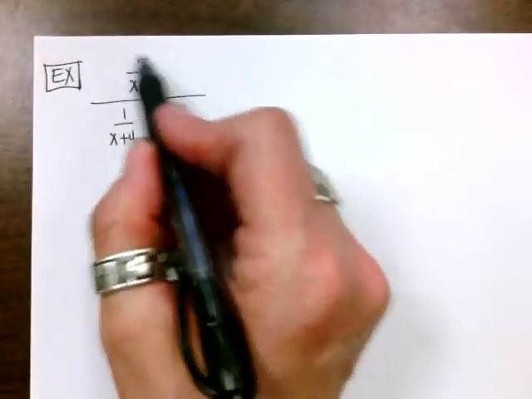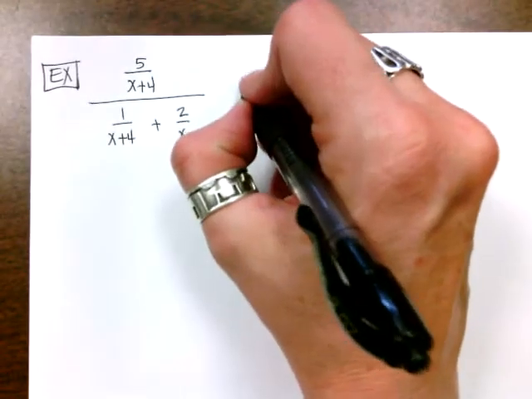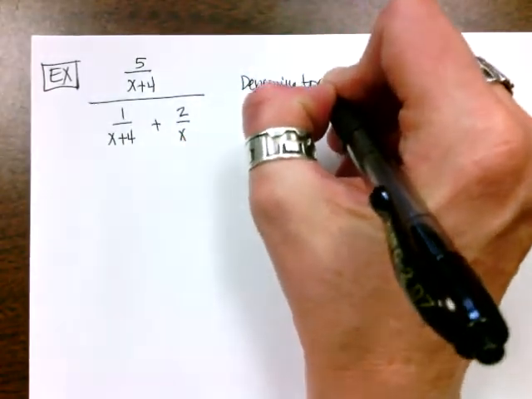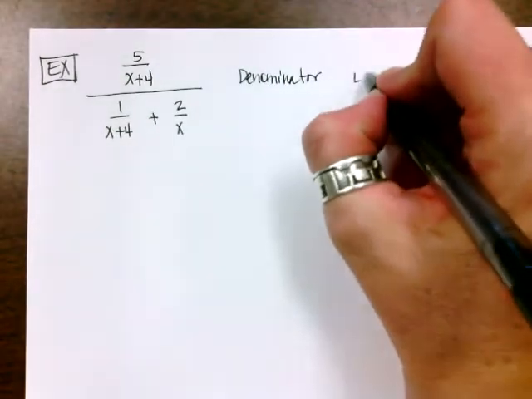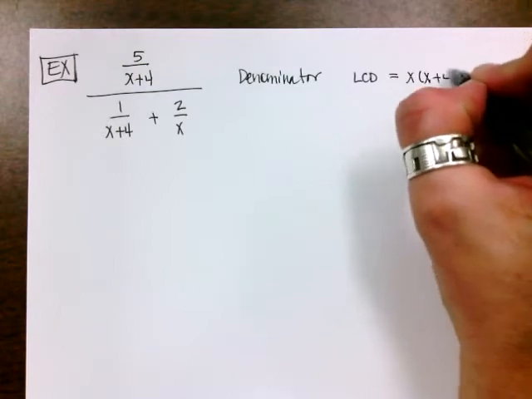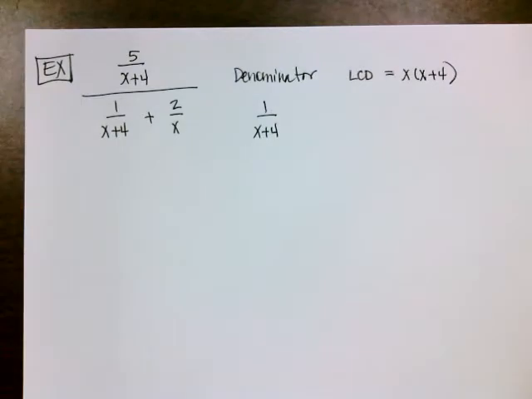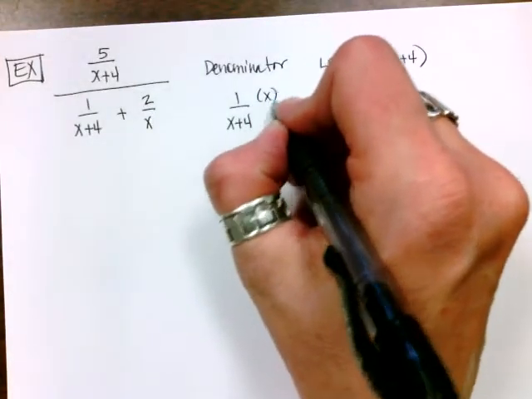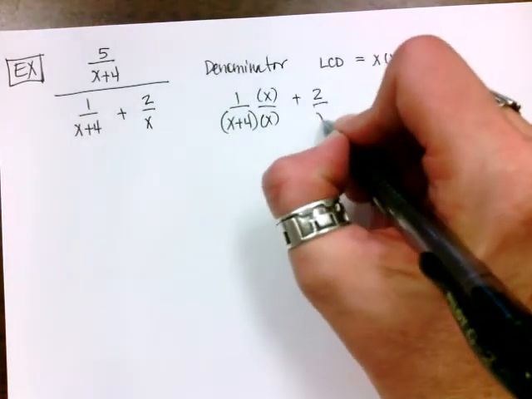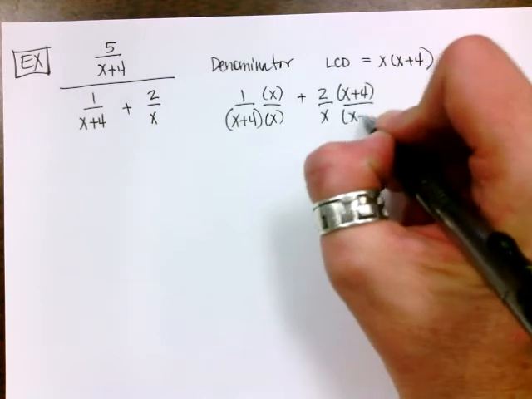The numerator is done. There's nothing else I can do to manage it, so all I'm going to focus on right now is the denominator. Okay? So if I look at the denominator, its LCD is going to be x and x plus 4. So if I have my 1 over x plus 4, I need to multiply it by x over x, and then my 2 over x needs to be multiplied by x plus 4 over x plus 4.